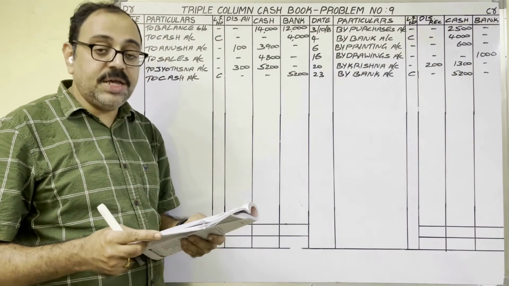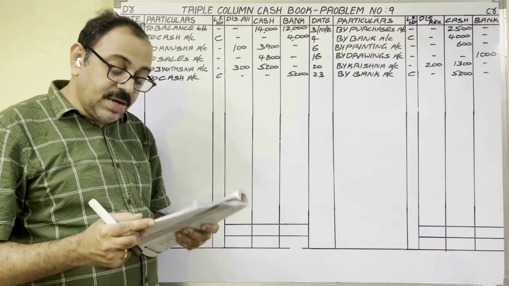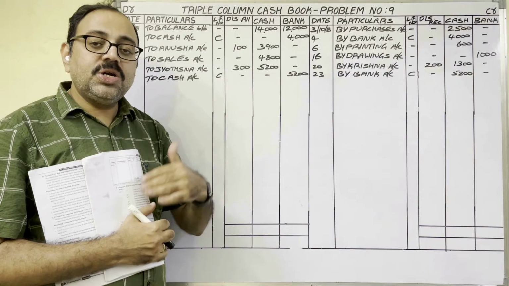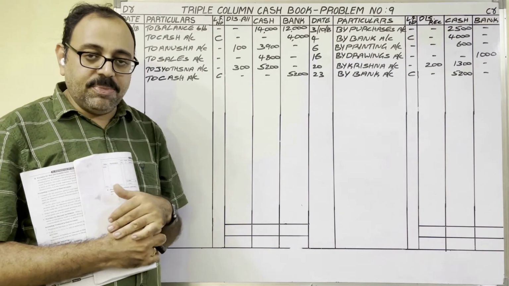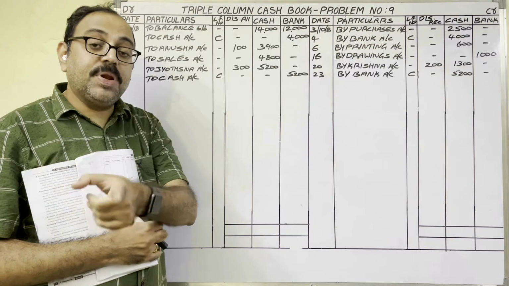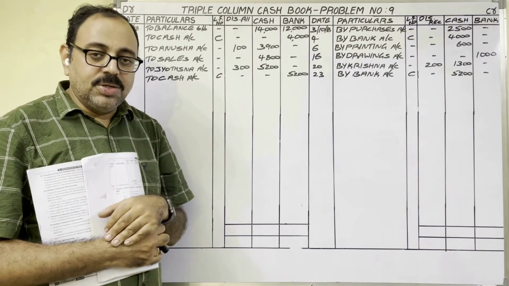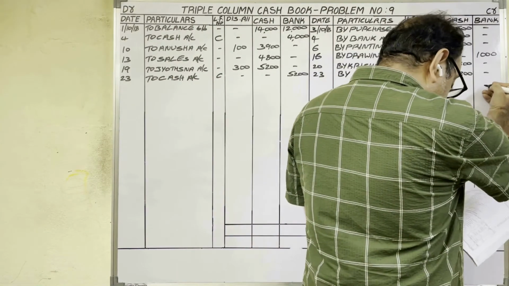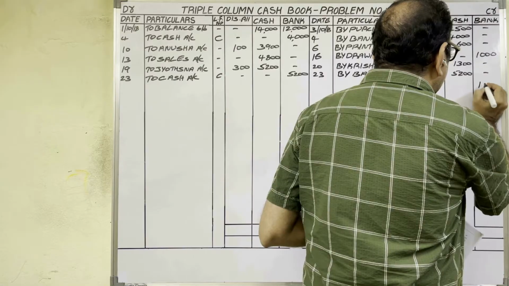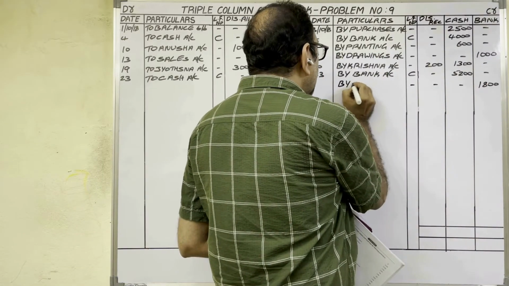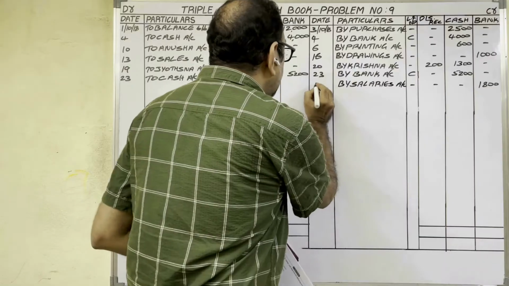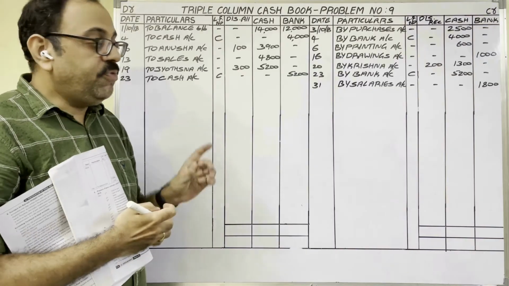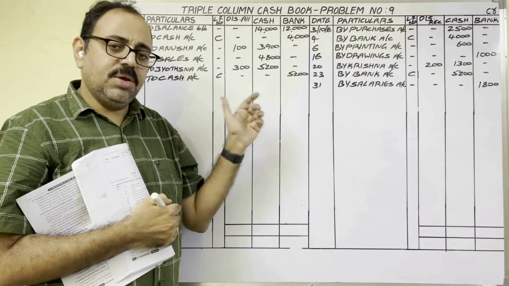Next, for 31 date. Salaries paid by check 1,800 rupees. The firm has to pay salaries to employees. Instead of giving cash, the firm gave a check to them. So they go to our bank, present the check and take the money. So our bank balance decreases. Therefore, credit side bank column, salary amount 1,800 rupees. Expenditure name: By Salaries Account. Date is 31st. So till now we did posting work. So when we prepare an account, the cash book is nothing but an account only.